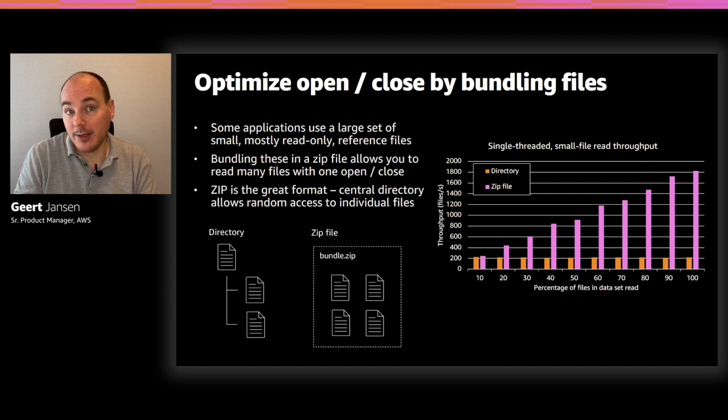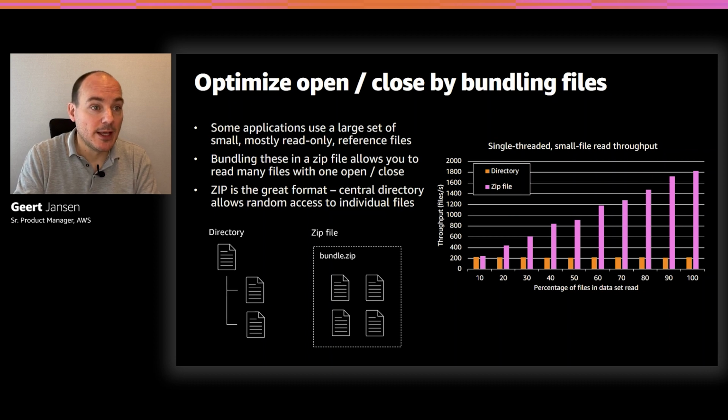So I wrote a program to illustrate this, and the results of this are in the graph on the right. I created a directory structure with, I believe, something like 3,000 files. And then I had one program that just reads those files from the directory structure. The program is programmed so that it can read a certain percentage of those files. So I ran it all the way from reading 10% of the files to reading 100% of those files.